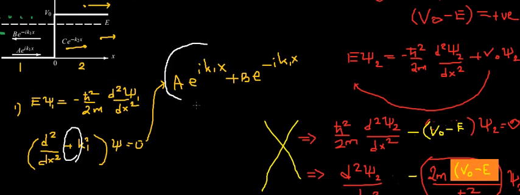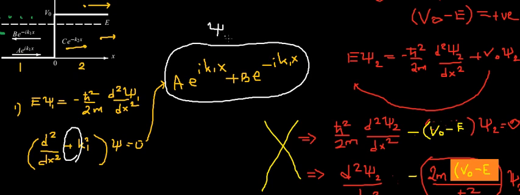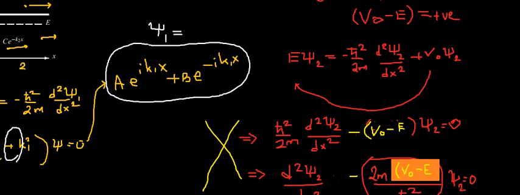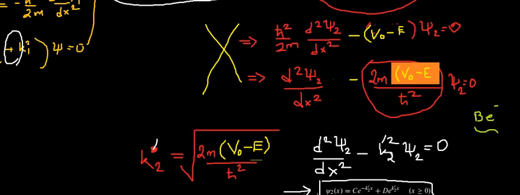So now you have your psi 1. The psi 1 contains the incident and the reflected part. And now you have your psi 2. Here you have the entire psi 2. But you have to remember that this part will be 0. Why is this 0?